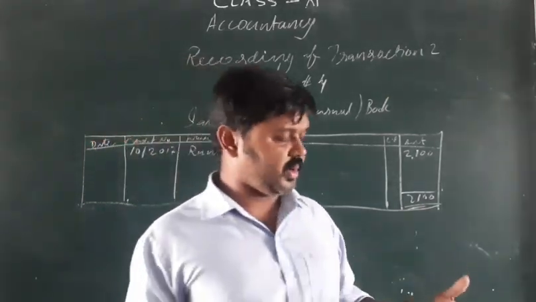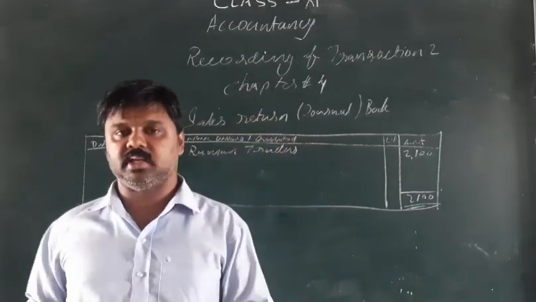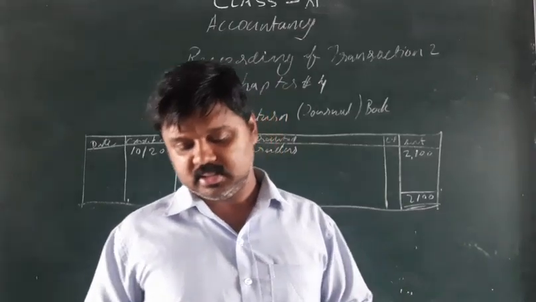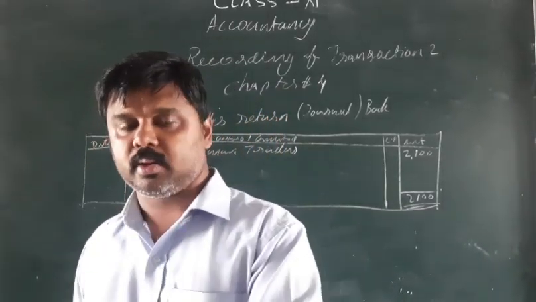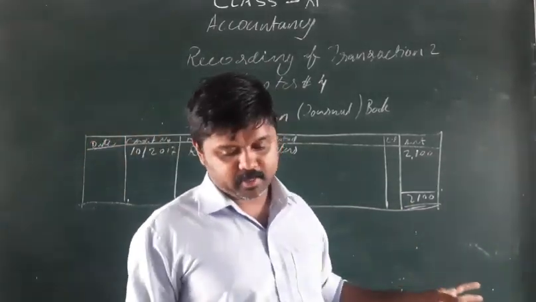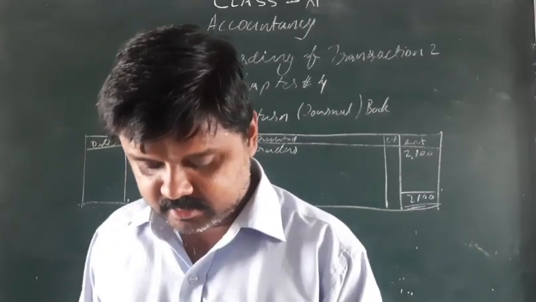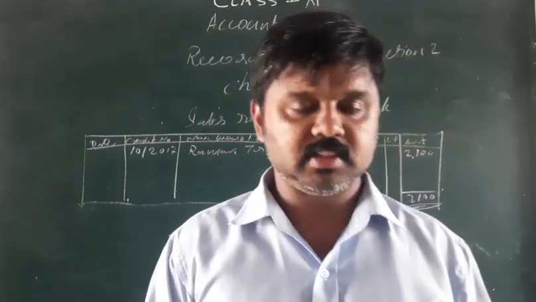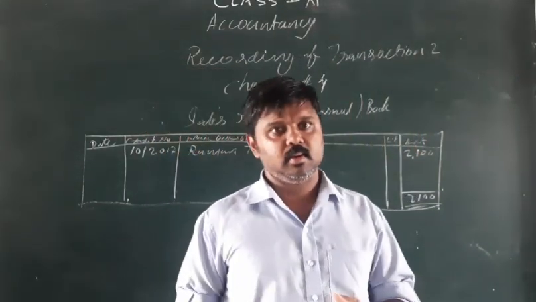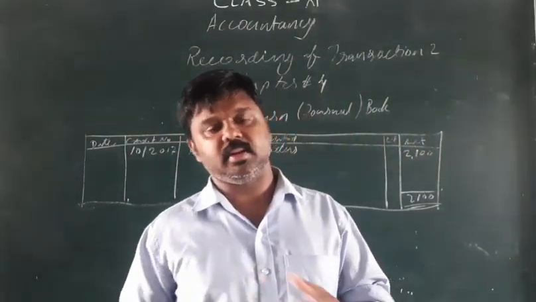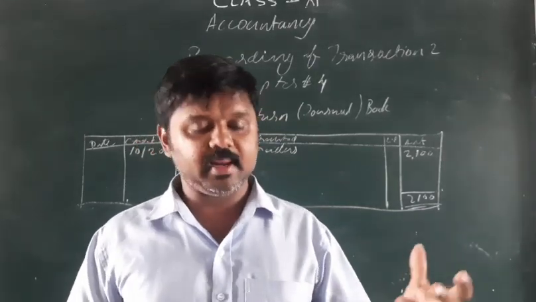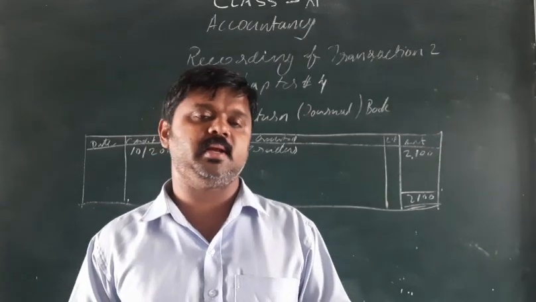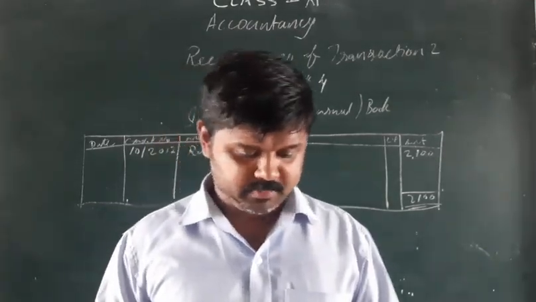And here you can see the opening entries. That means when one year ends and the next year opens, so many adjusted balances are carried forward. Those entries will be recorded in the journal proper. Also the adjustment entries. Many things are required to be adjusted, like some transactions between departments, or so many other adjustments. Those adjustment entries will be recorded in the journal proper.